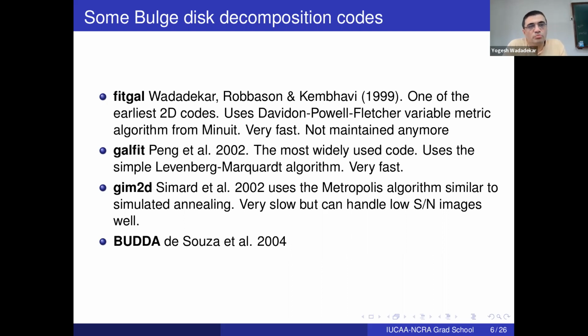Then there is a code called Buddha, D'Souza et al. 2004. There are some newer codes, so I should probably update this list and add a few more codes. But there are at least 4 or 5 codes that have come out in the last 10 years. And some of them are quite good, but still GALFIT sort of maintains its lead as the most preferred decomposition code.